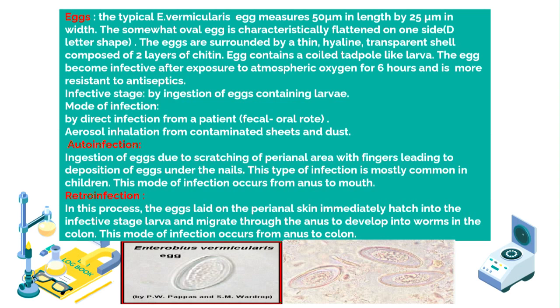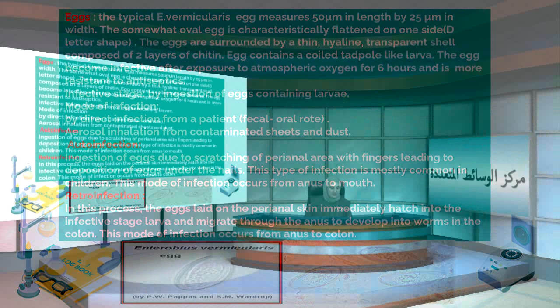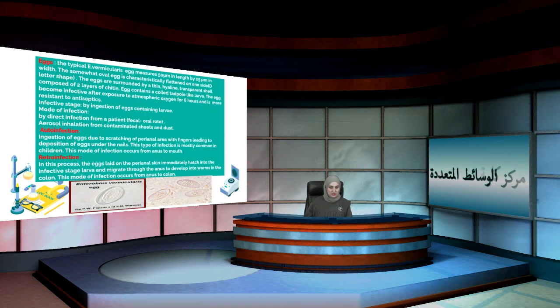So what is the mode of infection? Usually direct infection from the patient, like fecal-oral, and airborne inhalation from contaminated sheets and dust. So what is auto-infection? Auto-infection is the ingestion of eggs due to scratching of the perianal area with fingers, leading to deposition of eggs under the nails. This type of infection is mostly common in children. This mode of infection occurs from anus to mouth.